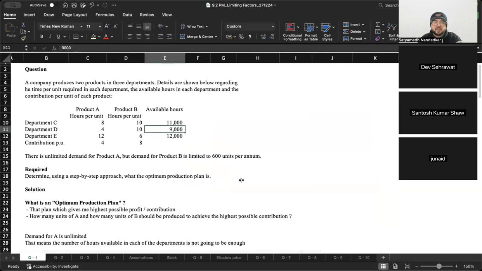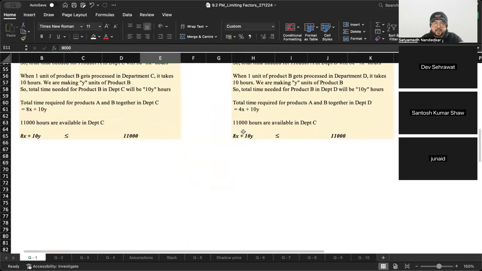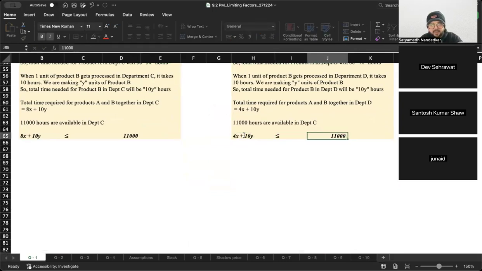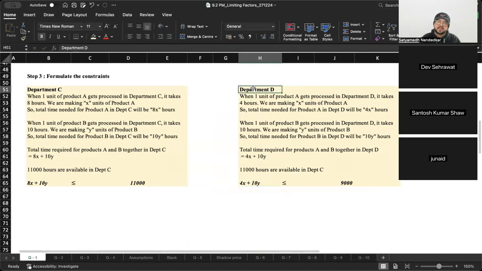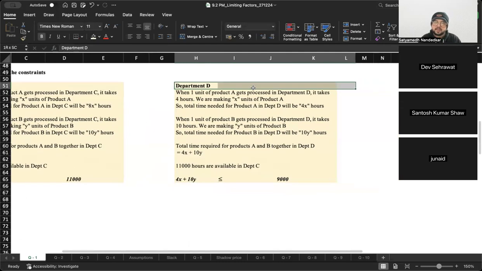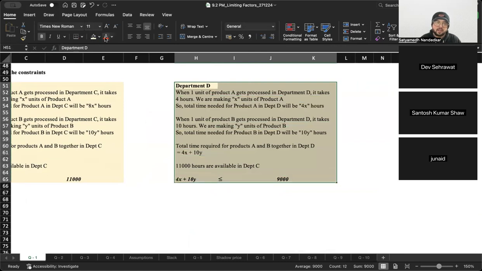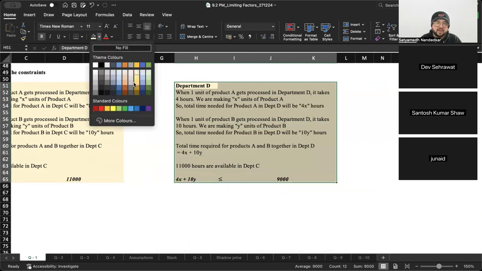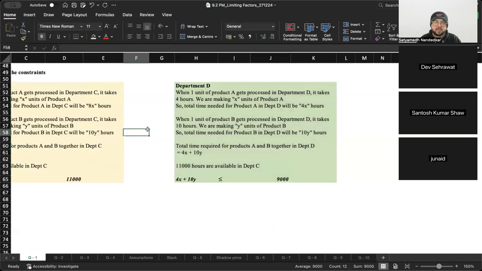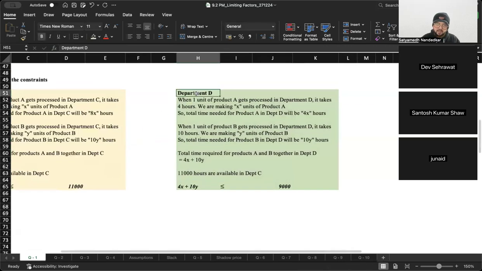Total available time कितना है? You only have 9,000 hours in department D. So 4x plus 10y is less than or equal to 9,000. So this is the second limitation that you have written. Okay, this is the second constraint or the second limiting factor, which is the number of hours available in department D. And last one, let's see what happens in department E.